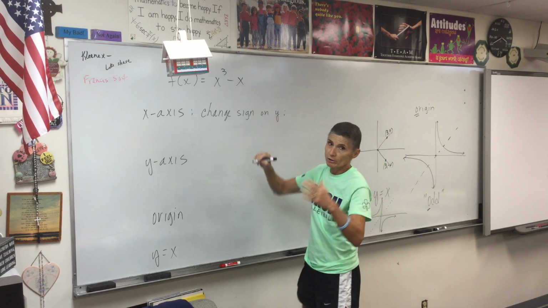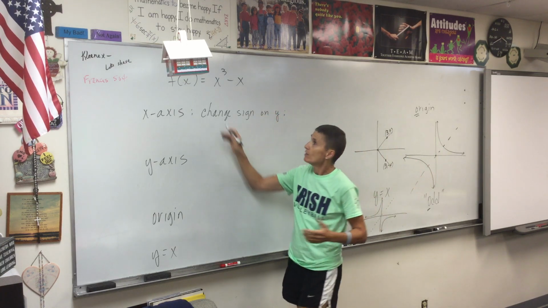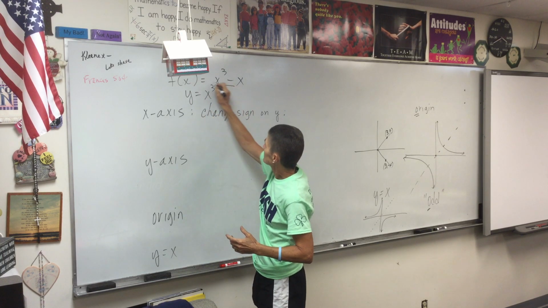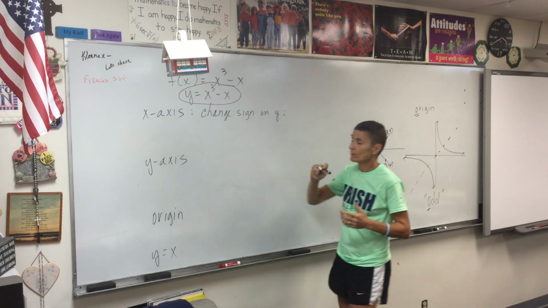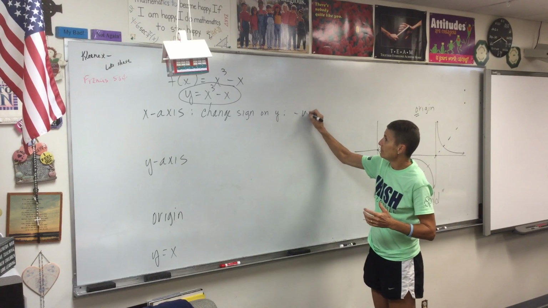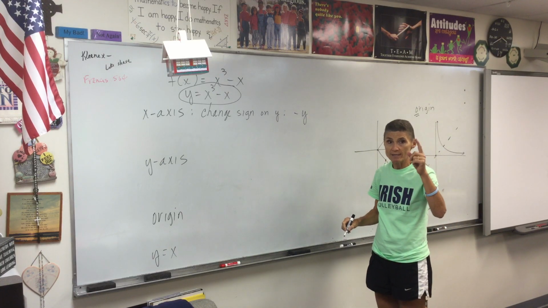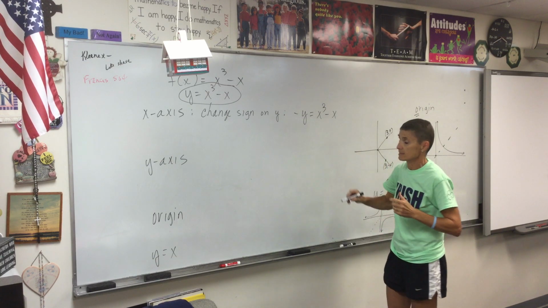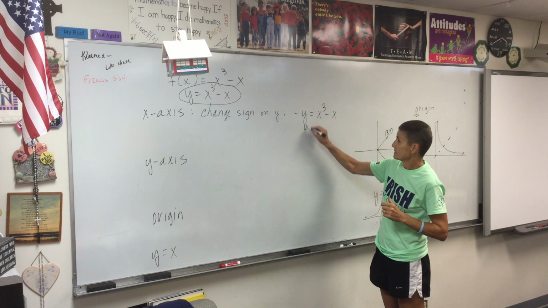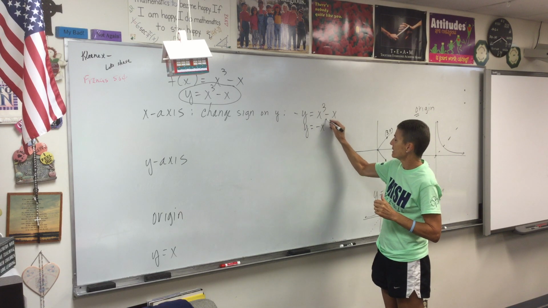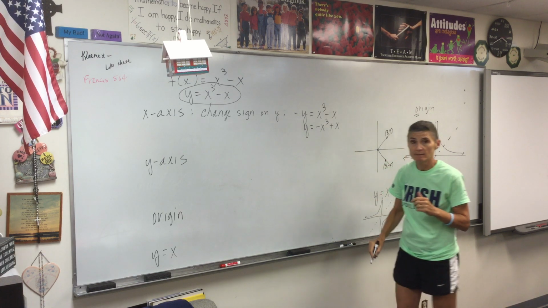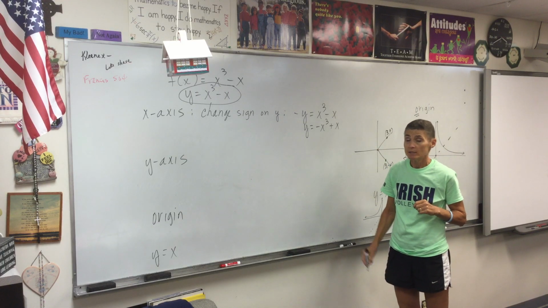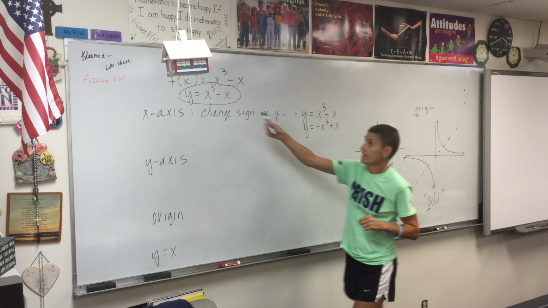So in this equation, there's not even a y. Remember, f of x is the same as y. So there's my equation, okay? Now, change the sign on your y. So -y equals x cubed minus x, or simplifying, y equals negative x cubed plus x. Now, did changing the sign on that y change the equation? Well, heck yeah, it did.